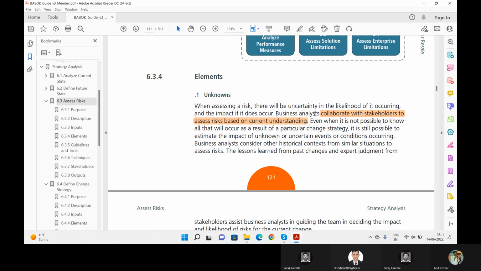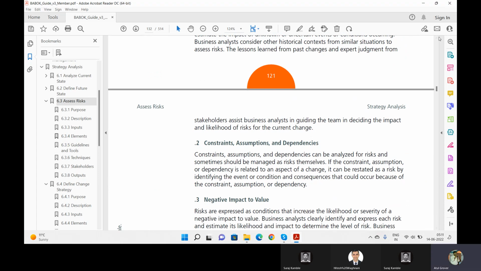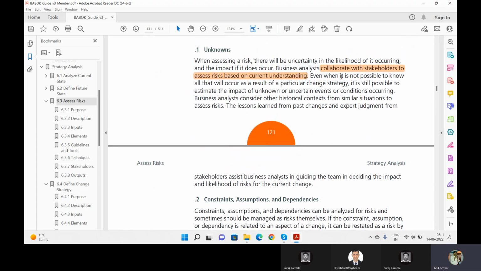ठीक, अगर ऐसा हुआ तो ऐसा होने के चांसेस हो सकते हैं. ठीक है, now if I say, sorry, even when it is not possible to know that all will occur as a result of the particular change strategy, it is still possible to estimate the impact. मुझे पता है कि कोविड दोबारा नहीं होगा, ऐसा सिचुएशन कभी नहीं आएगा. But still now you have to be, you're considering that unknown point in your mind.